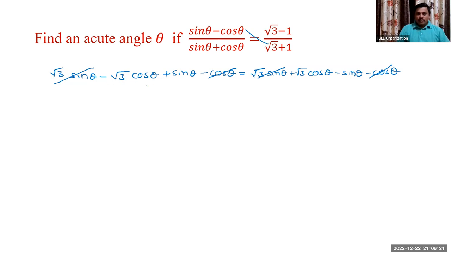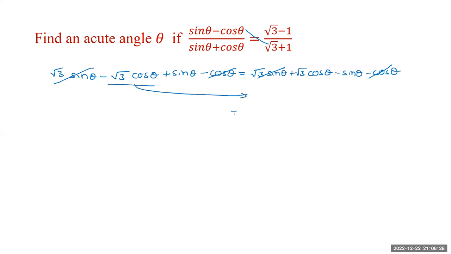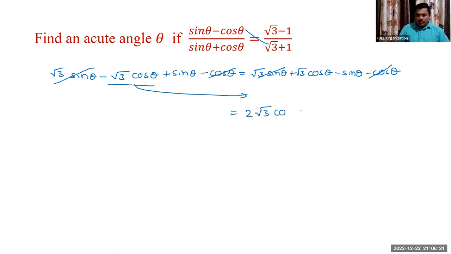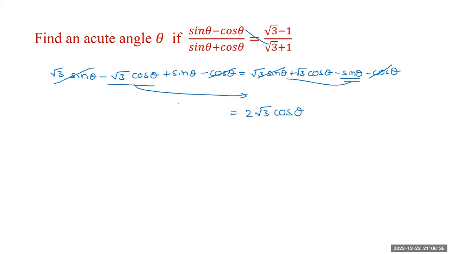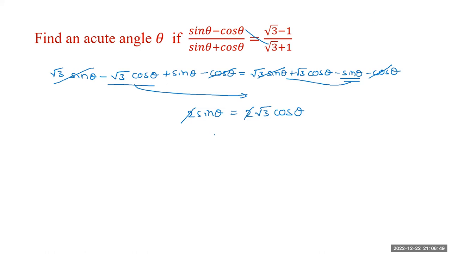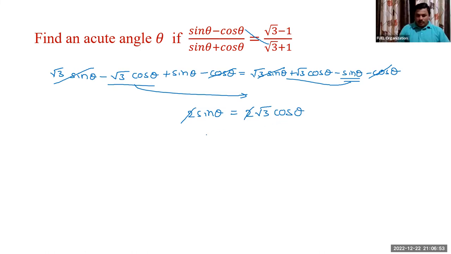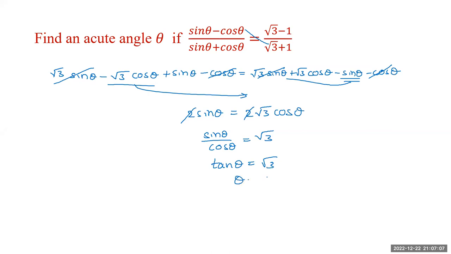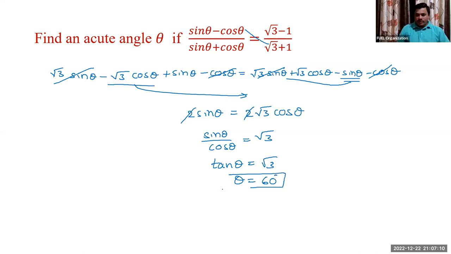So you can take minus root 3 cos theta to the right hand side. What will you get once you take it to the right hand side? 2 root 3 cos theta. Very good. And sin theta on the left hand side gives 2 sin theta. So I can cancel both the twos. Simple. We got tan theta is equal to root 3. Bring cos theta to the left hand side: sin theta by cos theta is equal to square root of 3. Sin theta by cos theta is tan theta is equal to root 3. Therefore, theta is equal to 60 degrees. This is the right answer.